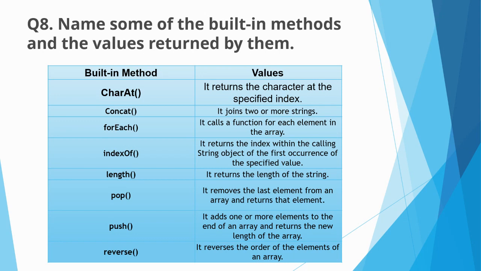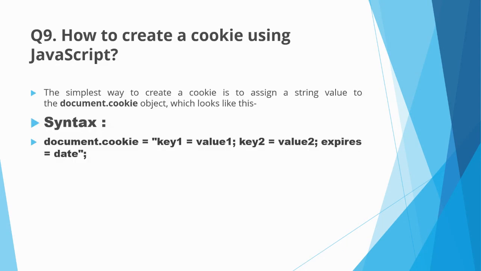Next is pop. When we call the pop, the last element is deleted. Next is push. When we call push, we can insert an item into the stack. Next is reverse. Through this, we can reverse the entire order of the elements of an array. So the next question is, how can you create a cookie using JavaScript? So the basic syntax is, we can assign a string value to the document.cookie object, and the syntax goes like this.